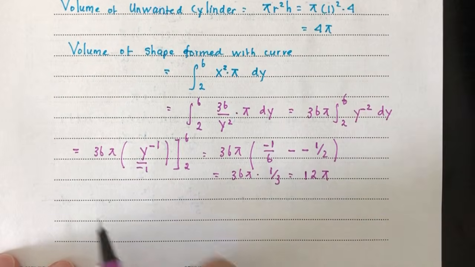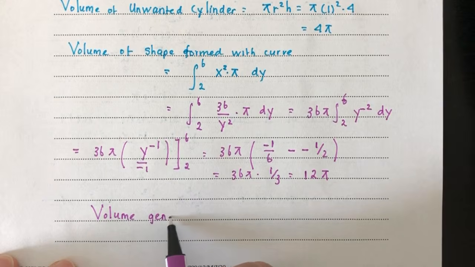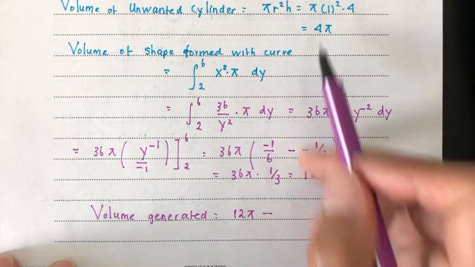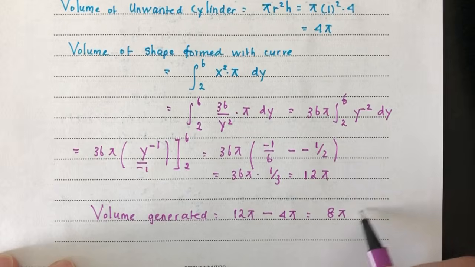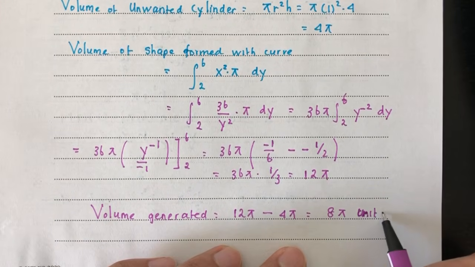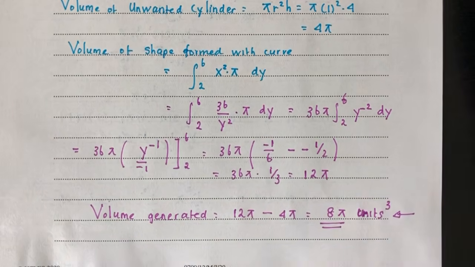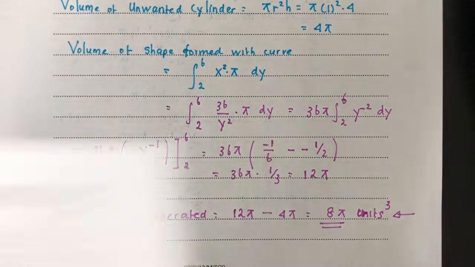So now the volume generated is equal to this volume, 12 pi, minus volume of cylinder that we do not want. So the answer will be 8 pi units cube. Units cube. This will be your answer for part A. Now let's move on to part B.